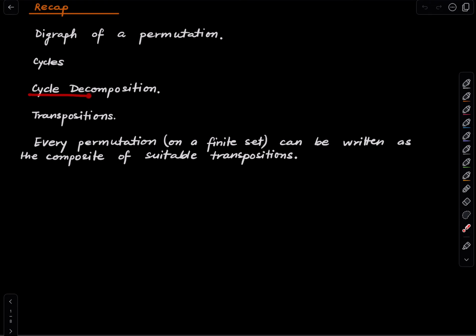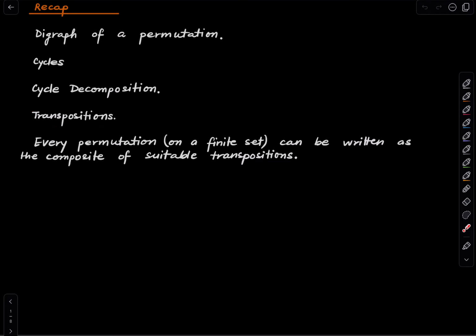Alright, we also saw cycle decomposition, that every permutation can be written as the composite of cycles, in fact disjoint cycles, except in the trivial case where your permutation is either the identity or itself is a cycle. Alright, so that's cycle decomposition, and then we defined what are transpositions. Transpositions are just two cycles of length 2 in the permutation, in the digraph.